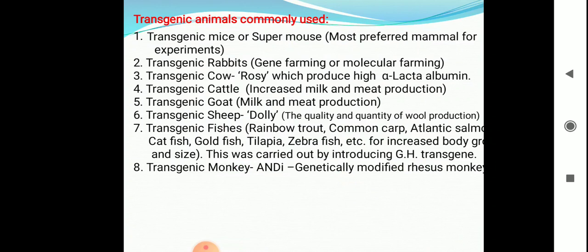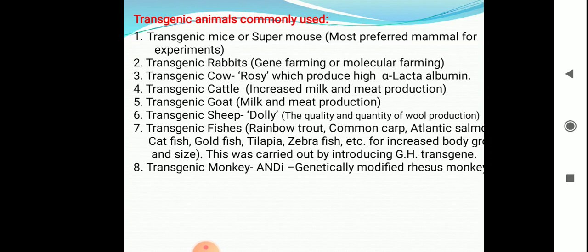Next, transgenic rabbits, which are used for gene farming and molecular farming for drug designing. Then the transgenic cow. You might know Rosie, the first transgenic cow, which produced milk with high alpha-lactalbumin, a high milk protein. Transgenic cattle are used for increased milk and meat production. Transgenic goats are also used for milk and meat production. Transgenic sheep, Dolly, you might be knowing Dolly.